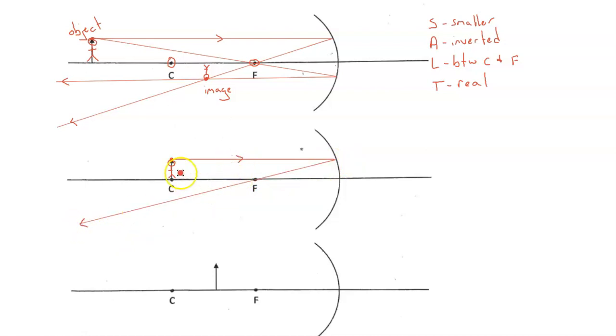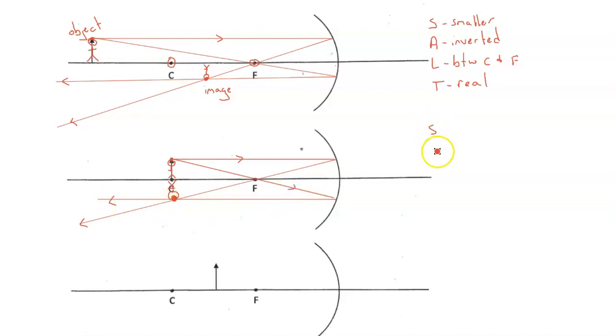Make sure I remember the arrows, and then through the focus and parallel to the principal axis. So this intersects right here. I drew the head a bit big, but when you have an object right at the center of curvature, you get the image right at the center of curvature.